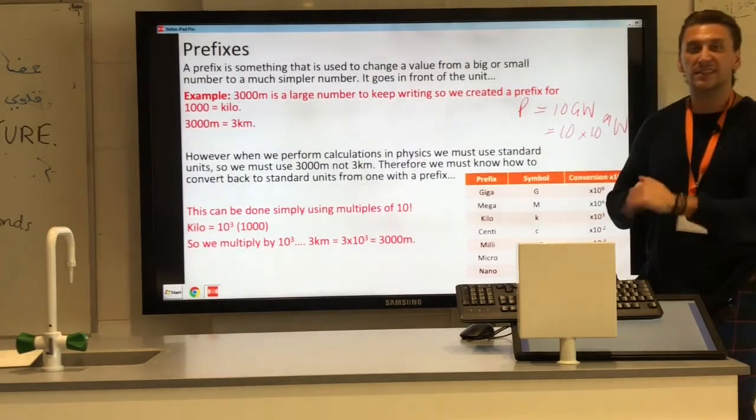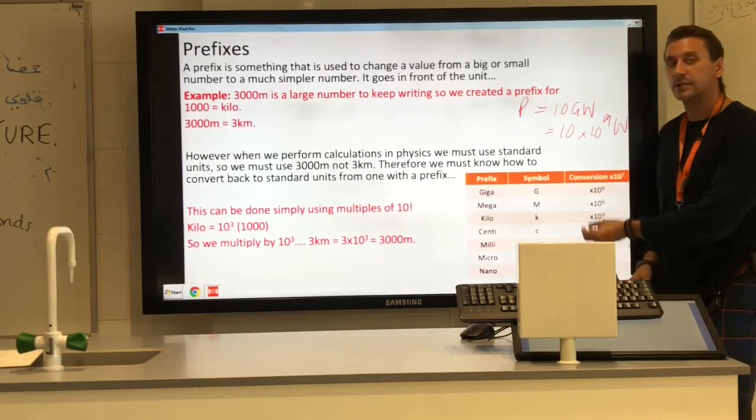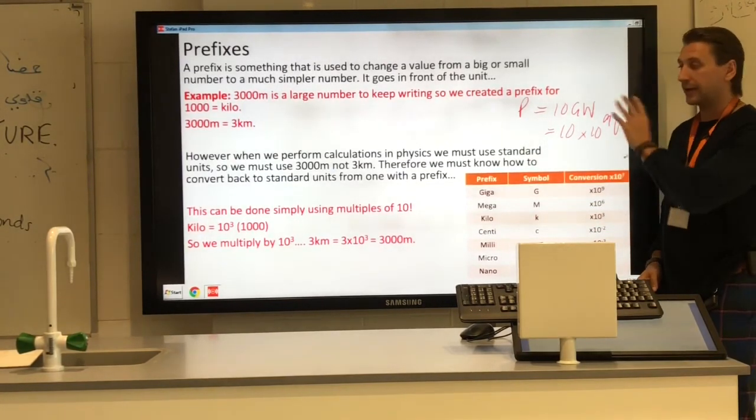All right, so you have vectors and scalars, you have units of your quantities, and then prefixes, which are your conversions for your calculations, which you absolutely cannot get wrong.